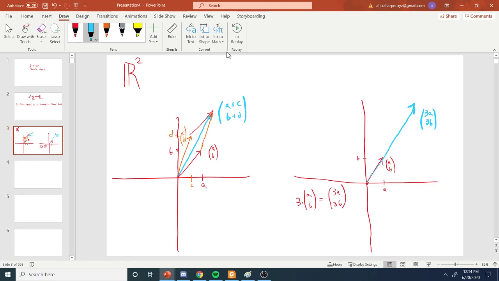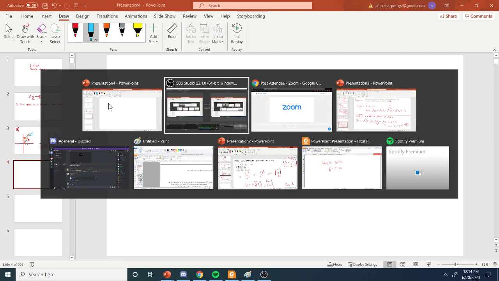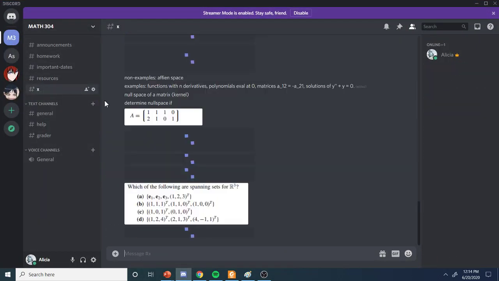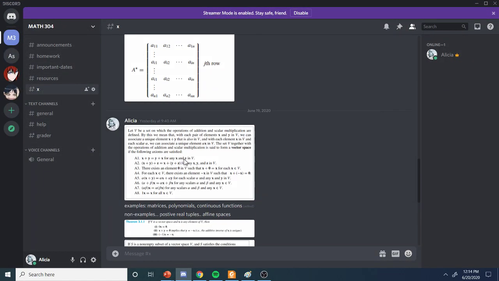So, the first bit of business we want to do is abstract the structure that we've seen here, the vector addition and the scalar multiplication. So let me give you guys the definition.